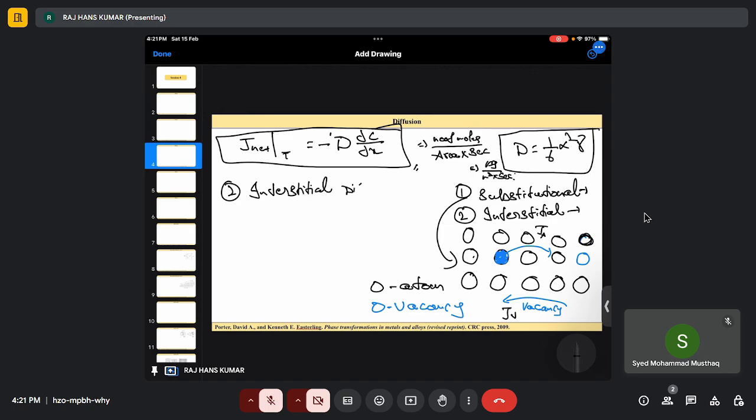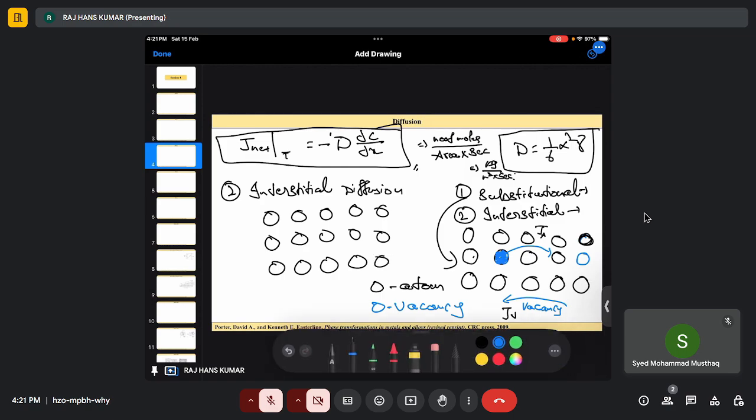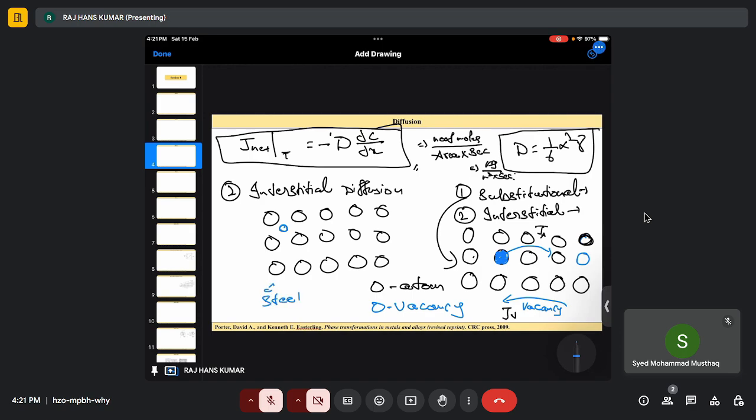Now, what is my interstitial diffusion? What do you mean by interstitial diffusion? For example, I have atoms like this. Now my interstitial atom. For example, we have steel. Let's talk about steel. I have carbon in iron. Now this blue atom is my carbon atom, and all my black atoms are Fe atoms. Now this atom tries to move in between the atoms. It moves from one interstitial position to another interstitial position. But here, it is one atom position to another atom position. So that is the main difference.